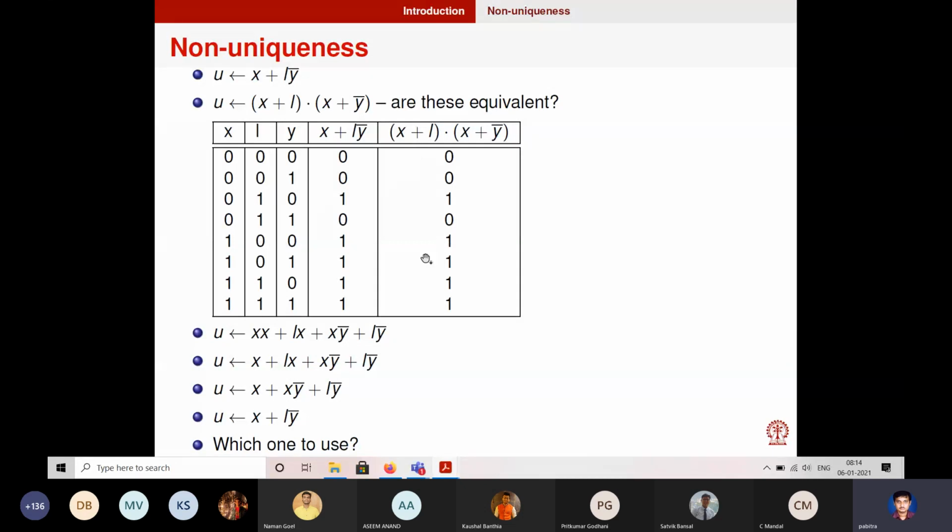And naturally, if these two exactly match, that is for the same input both of these expressions give the same output values, then we say that these are equivalent, which is what is happening here. In fact, not only this, you have several other expressions. For example, x dot x plus L dot x plus x dot y bar plus L dot y bar. All of these are equivalent. All of these would lead to the same truth table.